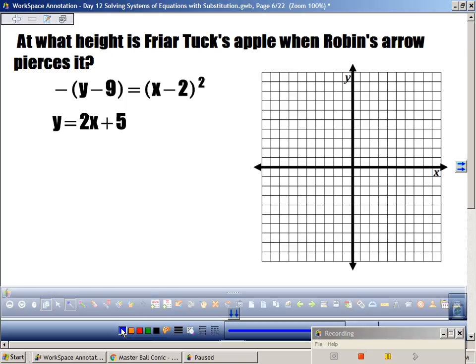Lucas, what's its vertex? No, positive 2, 9. Good. So I'm going to go over 2 and up 9. Is it pointing up or is it pointing down, Tristan? It's pointing down, because of the negative, so it looks like this. What's the LLR? LLR is 1 or negative 1, whichever way you want to look at it. And so what's P? 1/4 or 0.25. Good. You guys are rock stars.